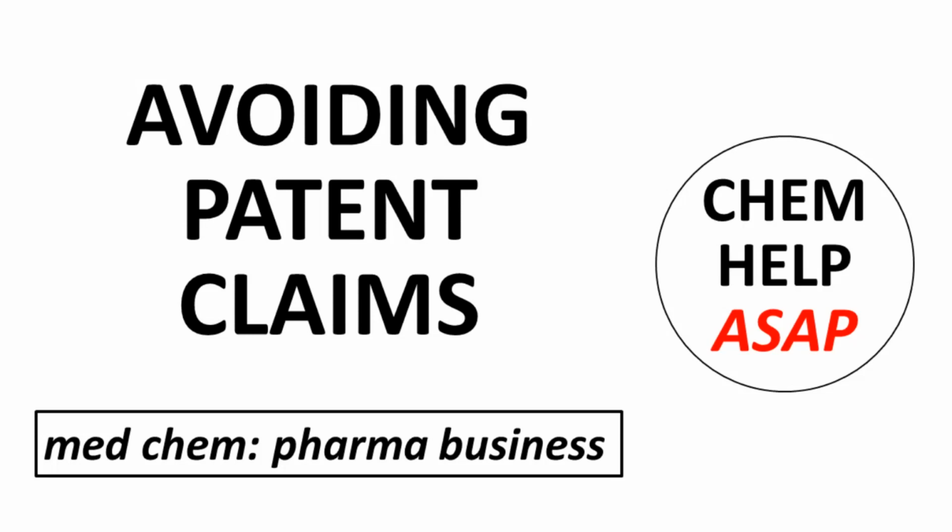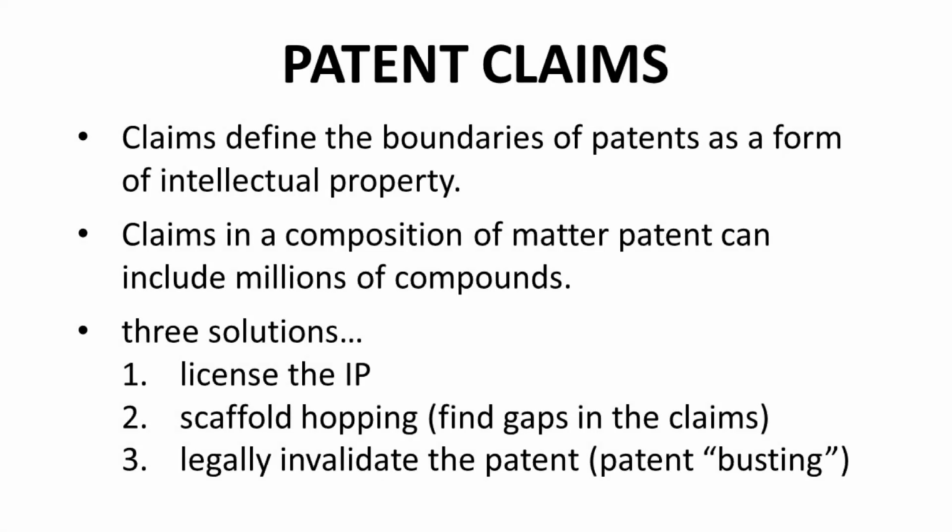Sometimes you want to explore a series of compounds, but somebody else has already claimed the compounds in a patent. What can you do? Claims in a patent define the boundaries of a patent. Property lines define real estate, claims define intellectual property.